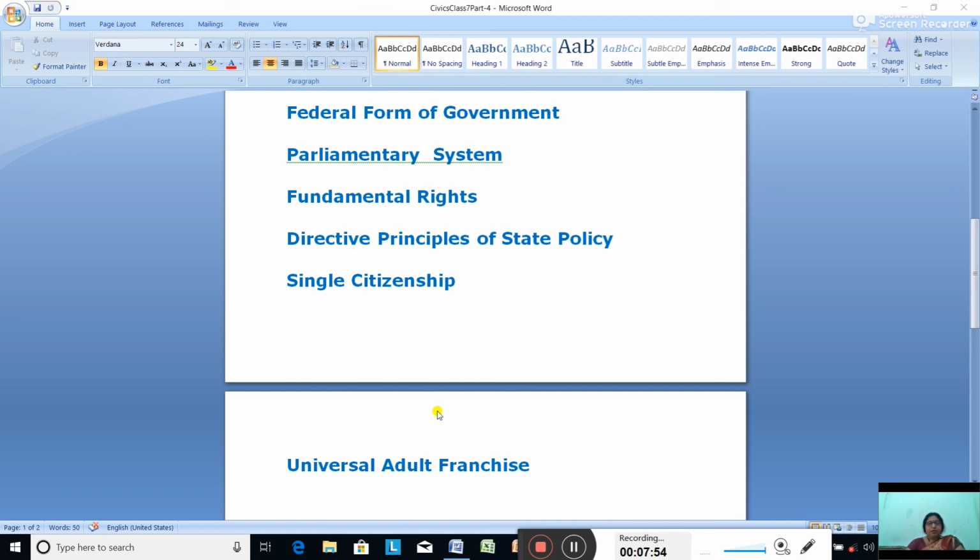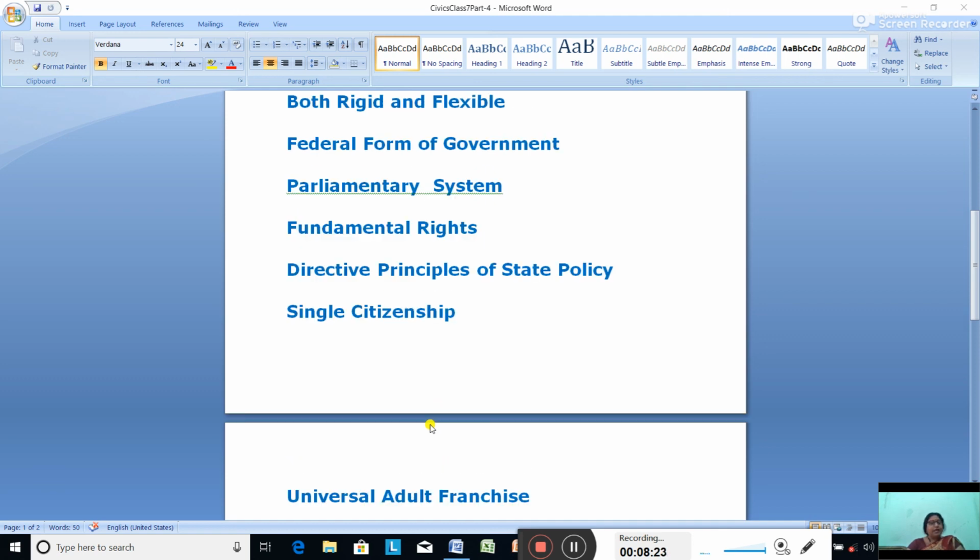And the last we have is universal adult franchise. It means all adult citizens of the country who have attained a certain age, presently 18 years or above, have the right to vote and choose their representatives for the government, irrespective of caste, religion, gender, or status.